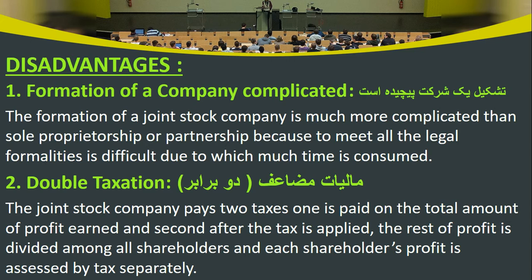Double taxation, right? The joint stock company pays two taxes. One is paid on the total amount of profit earned, and the second after the tax is applied. The rest of the profit is divided among all shareholders. Each shareholder's profit is assessed by the tax separately. Okay. These businesses, that is the company, face double taxation.